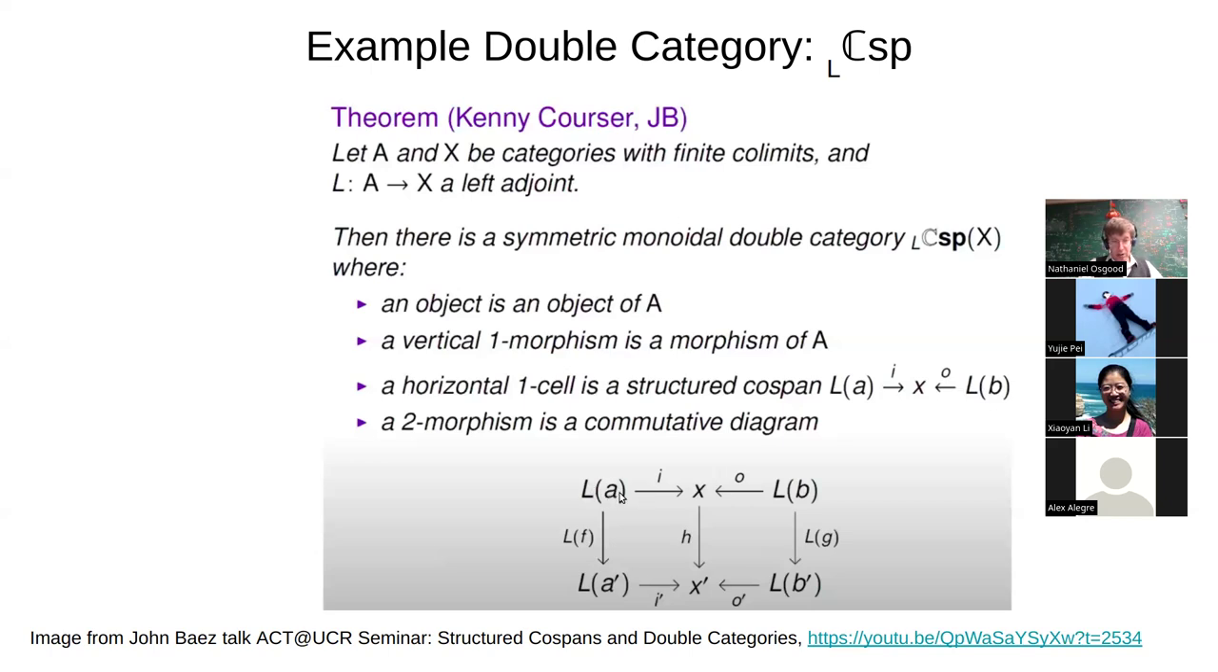So this is object A, but when we consider the structured cospan, it's a structured cospan from L of A here, L of B here, and we have something in the apex here. And there's a two cell here. So this is the horizontal, the pro arrow. If we can map from this pro arrow to that one, then there'll be a two cell if this is a commuting diagram. So this is one structured open stock flow diagram, a structured cospan for a stock flow diagram.